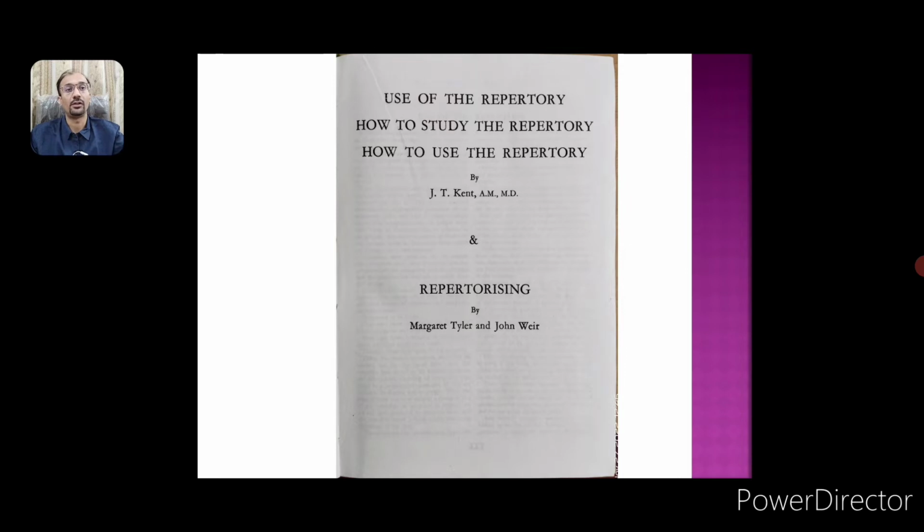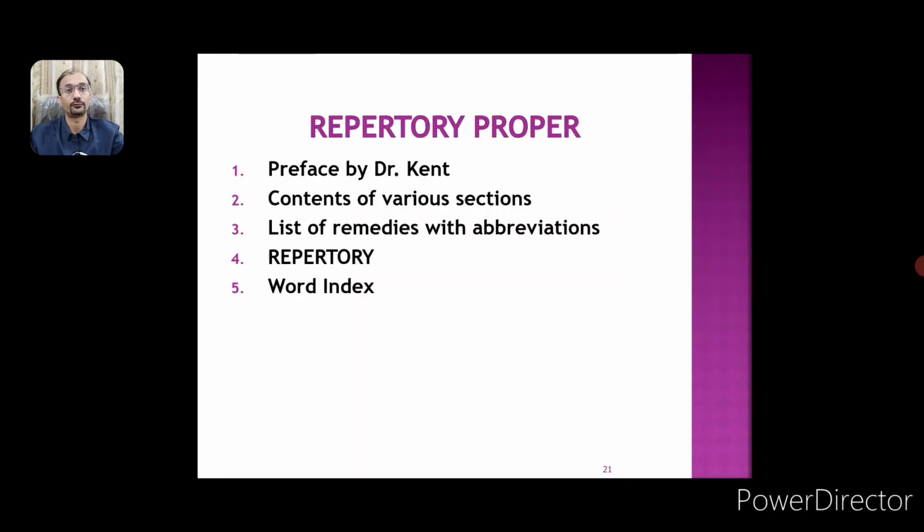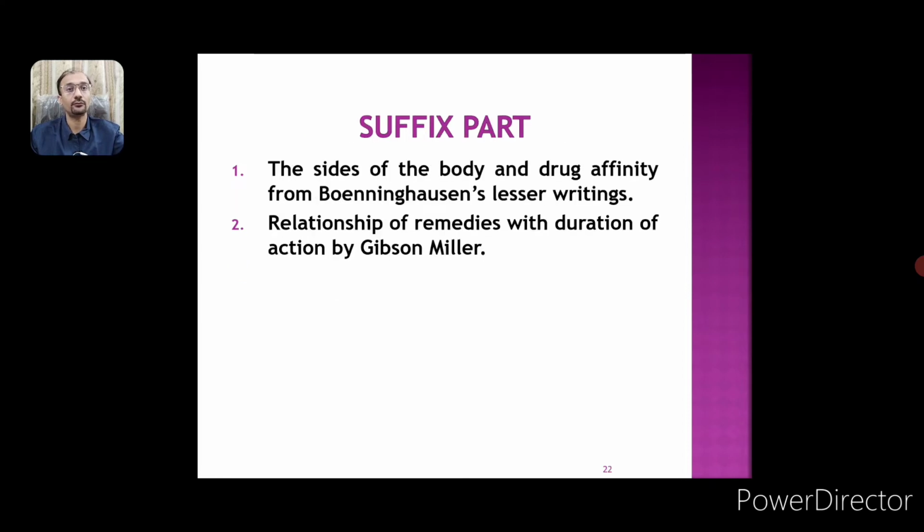So this is the page of that book. Repertory proper contains some preface part and the chapters with the different arrangement of rubrics. The suffix part, the last part of the book, contains the sides of the body and drug affinities, relationship of medicine by Dr. Gibson Miller.